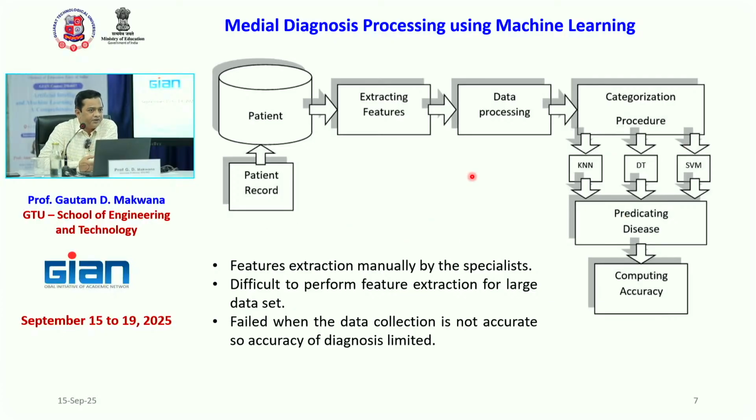And the third is that it fails when the data collection is not accurate, so the accuracy of the diagnosis is limited. If your data collection is poor, then even if you use good algorithms, the accuracy will suffer. So these are the ideas about how machine learning can be used in medical diagnosis.